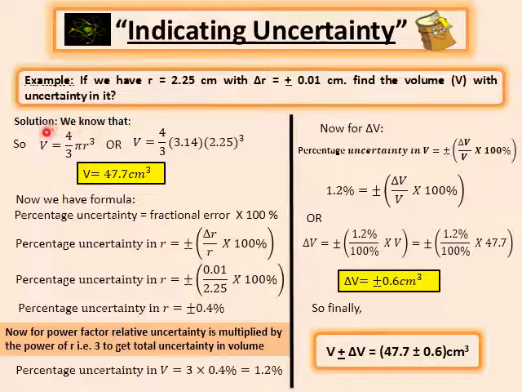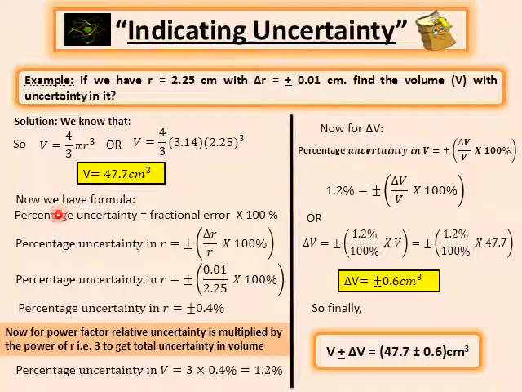Now in the solution, first find the value of the volume. The formula of volume is V equals 4/3 πR³. After putting in the values and solving, we have the volume V equal to 47.7 cm³. Now we are going to find the value of ΔV, which is the uncertainty in volume.